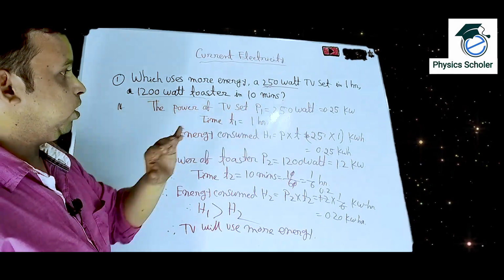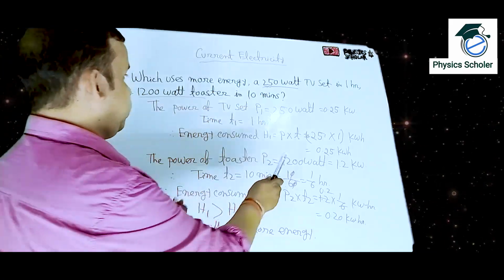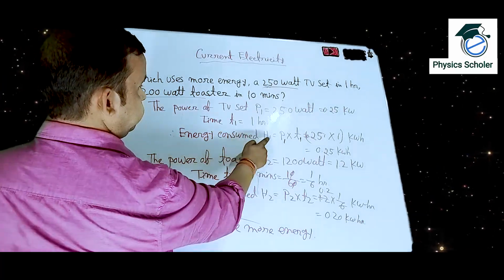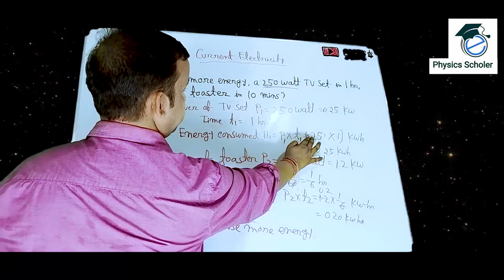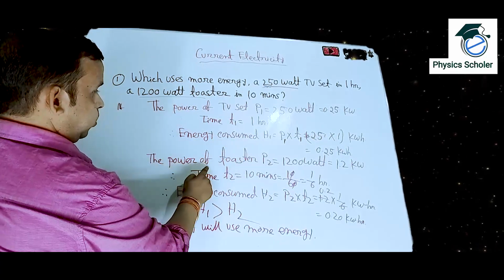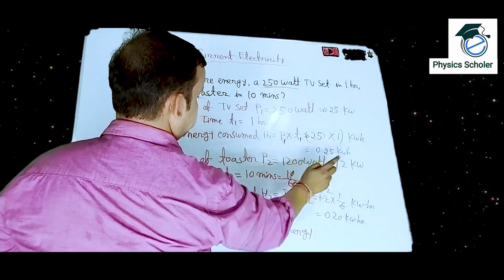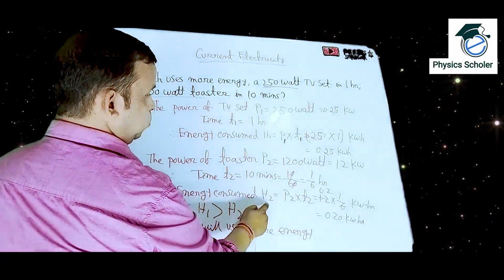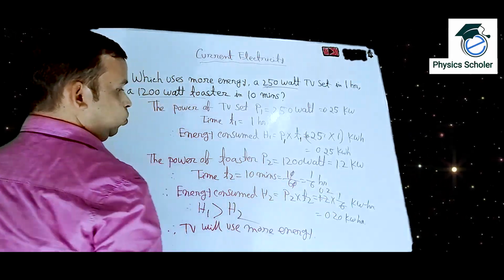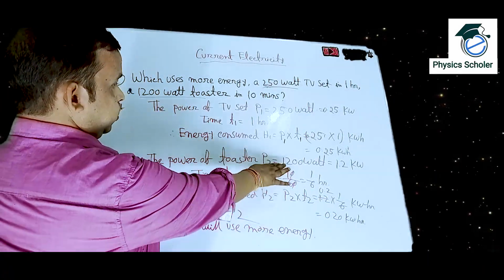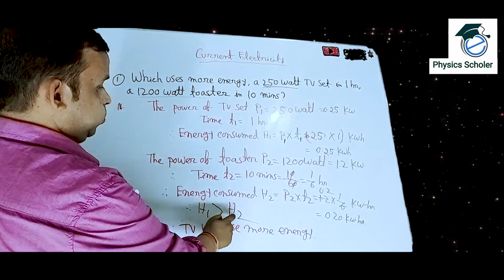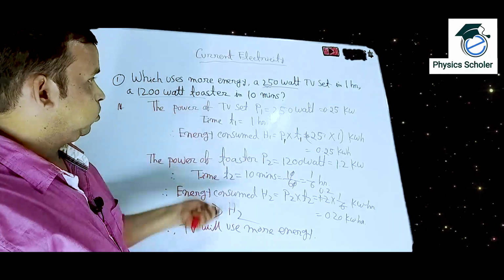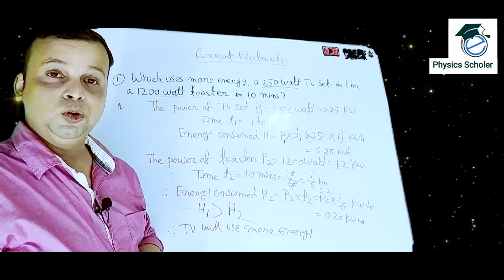So the power of the TV set P1, we are converting the watt into kilowatt. Time is given, so you can write P1 T1. Energy consumed H1 is equal to P1 T1. P1 is 0.25 into T1, which is 1. The power of toaster P2 is equal to 1200 watt is equal to 1.2 kilowatt. Time taken is 10 minutes. We are converting minutes into hour, then 1 by 6 hour. So energy consumed H2 is equal to P2 into T2, so 0.20 kilowatt hour. So energy consumed for television will be greater. H1 will be greater than H2. So the TV set will use more energy. So this is the sum. Hope you understand this. Let us move to the next sum.